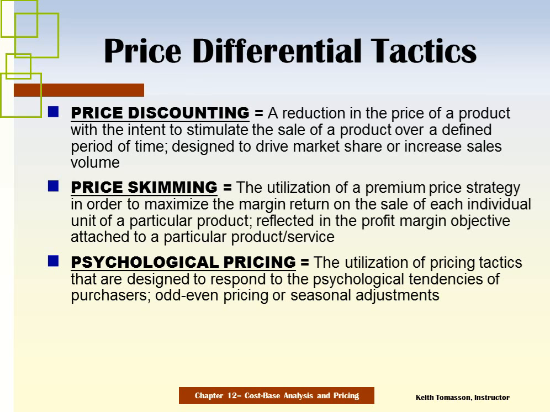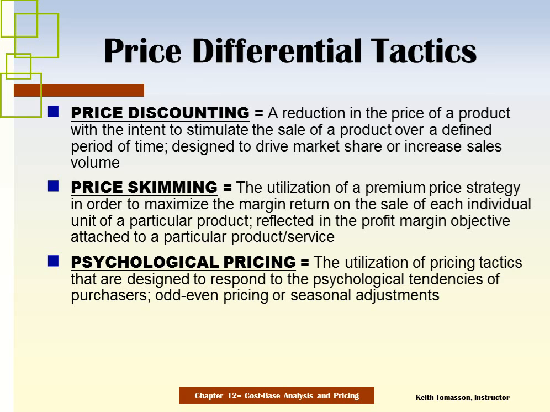Sometimes retailers will use something that's called psychological pricing, and that's the use of pricing tactics that are designed to respond to psychological tendencies of purchasers. For example, sometimes the price of $12, an even price, sounds a lot better, or sounds higher than a price of $11.99. So that's an example of a psychological pricing tactic.